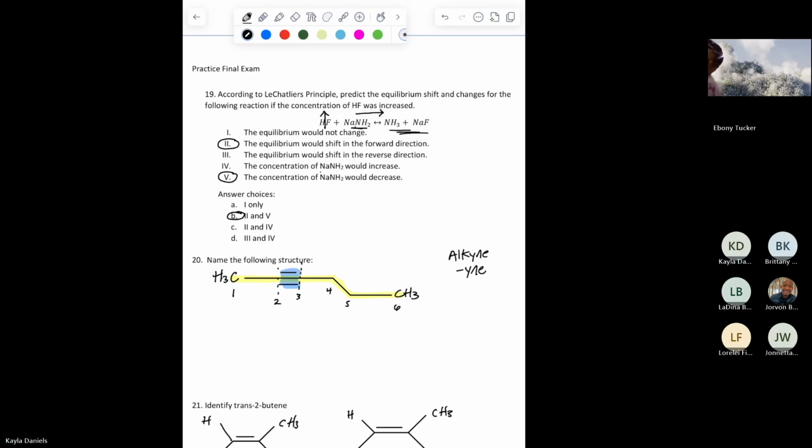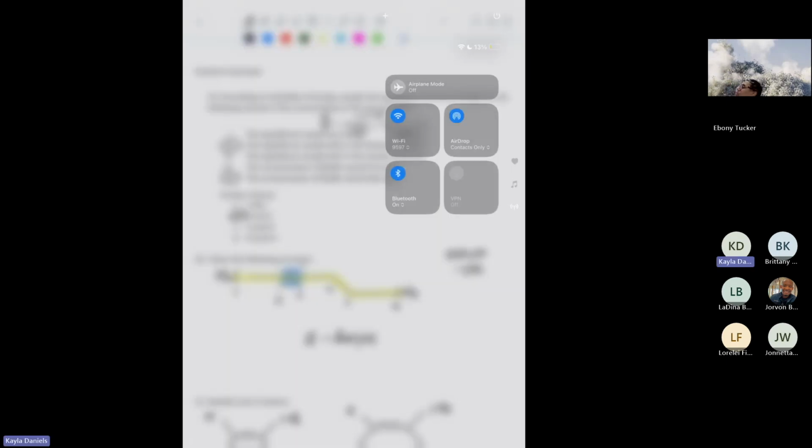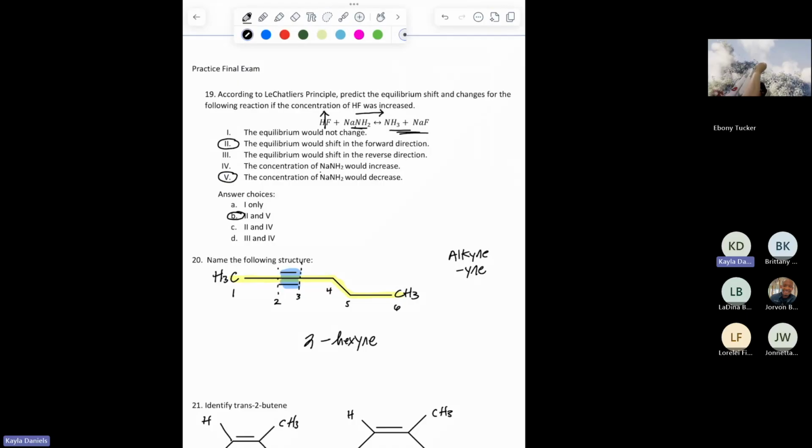So next step would be to put pen to paper: yne, hex, because there's 6. And then we have to tell the audience where this triple bond is. It spans from 2 to 3, but we're only going to say the lower of the two numbers, so 2. And there are no branches. So 2-hexyne is our final answer. This kind of looks like it.